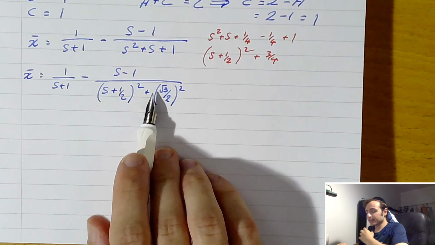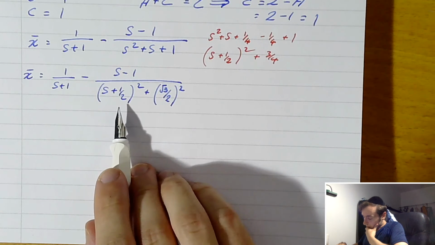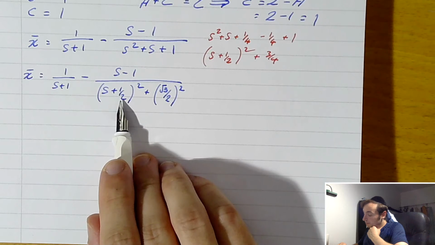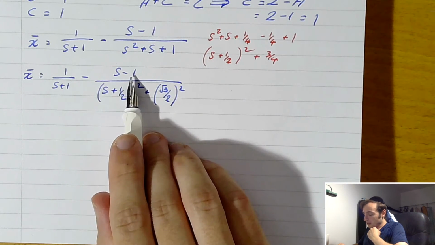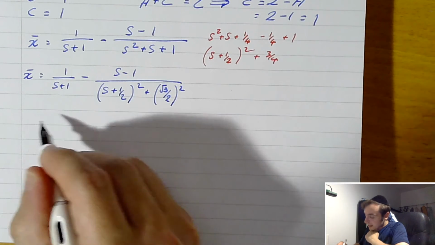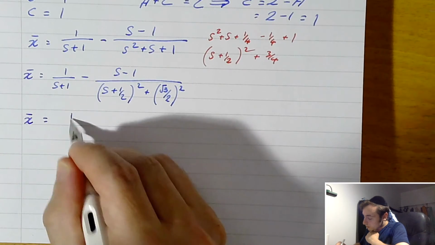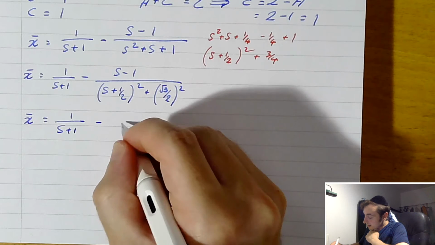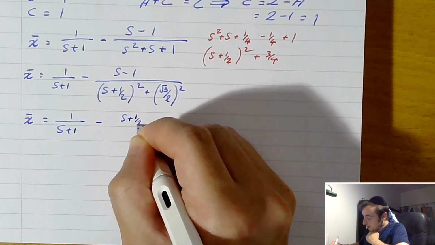This part here, we want to get into something familiar. So we've got like a shift going on over here, s plus a half. So I'd like to put an s plus a half over here as well. So let's go ahead and do that. x bar equals 1 on s plus 1 minus s plus a half.